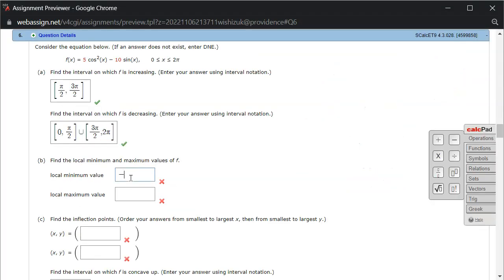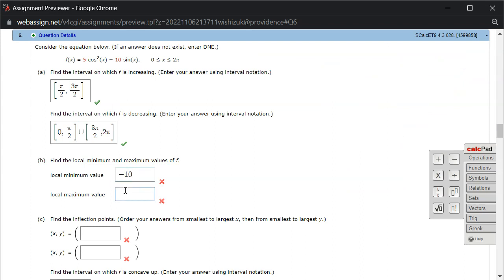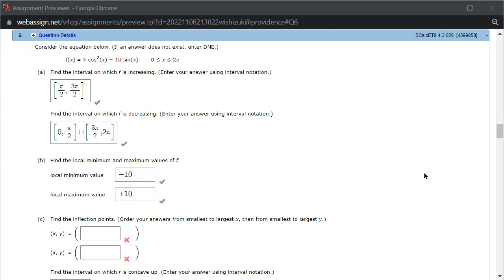So the minimum value is negative 10, and then we have a positive 10. Let's check the answer. It came back and it looks like we got part B correctly. Let's move on to part C.